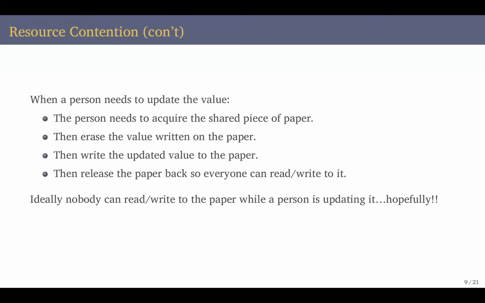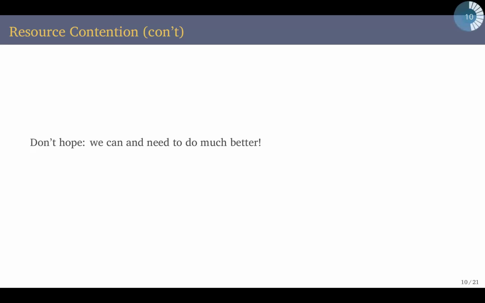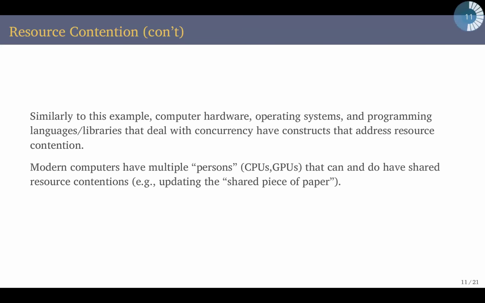So when a person needs to update the value, what do they have to do? They got to acquire that shared piece of paper. You got to get it because you got to erase it. So then you erase the value, you write your updated value, and then you put the paper back so everyone can read and write to it. So ideally, nobody can read and write to the paper while somebody is updating it. I say hopefully, but on a computer, don't hope. That's not a strategy. Okay? We can do much better.